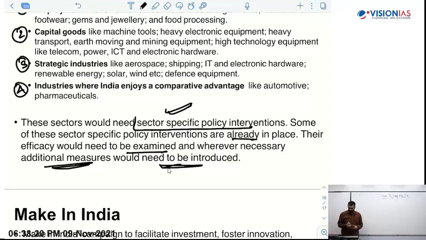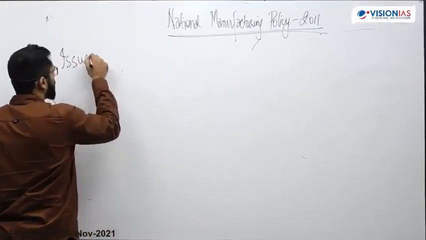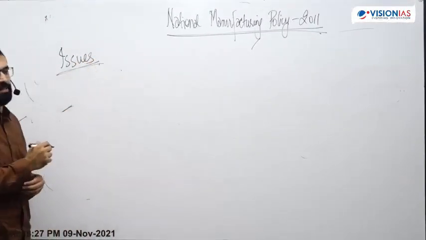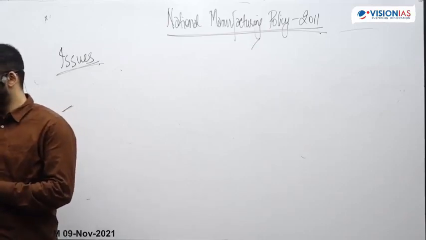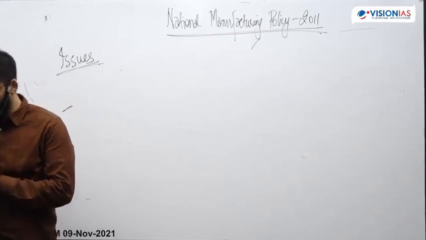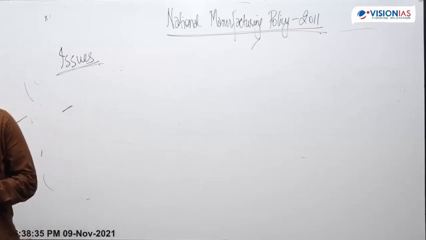What are the problems? The issues with this policy. See, none of them have worked apart from relaxation given. Because you see, industrialization is still there. Sorry, industrialization is still at 16-17%.